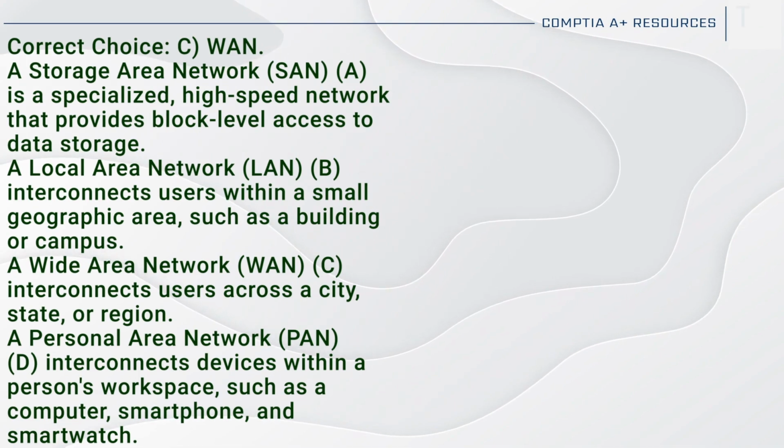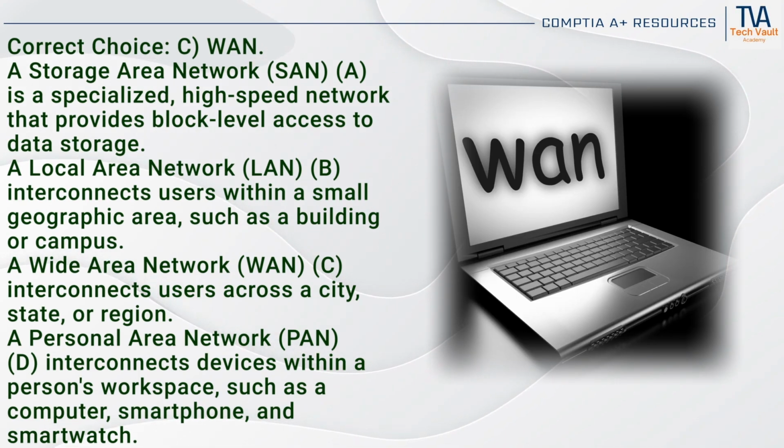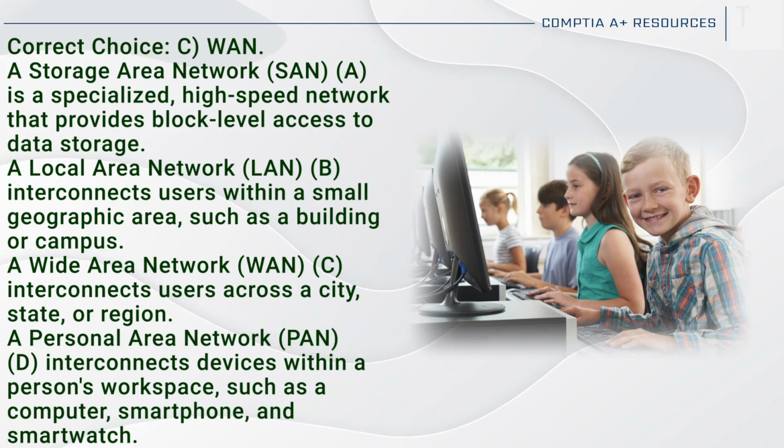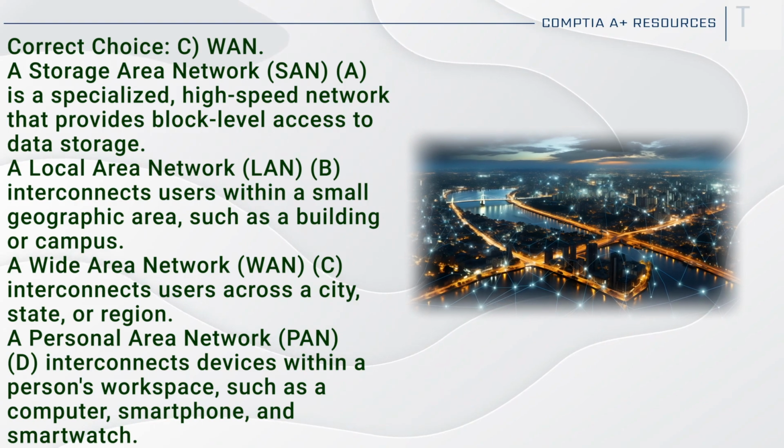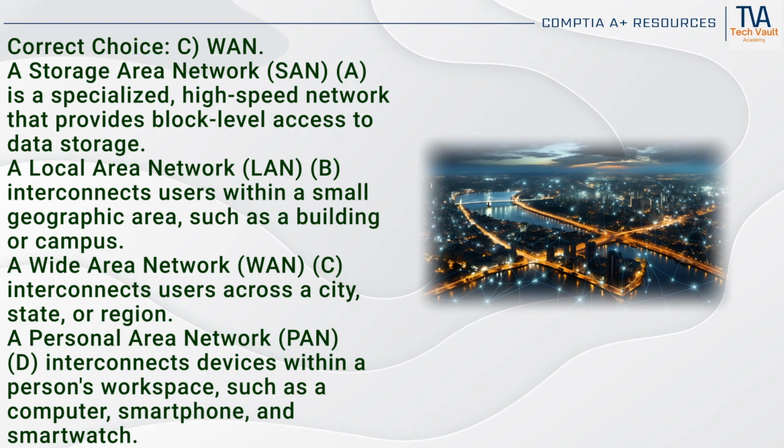Correct choice, C. WAN. A storage area network, SAN, A, is a specialized high-speed network that provides block-level access to data storage. A local area network, LAN, B, interconnects users within a small geographic area, such as a building or campus. A wide area network, WAN, C, interconnects users across a city, state, or region.